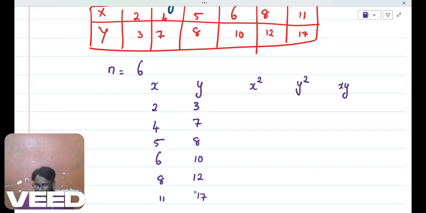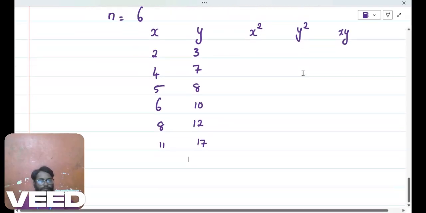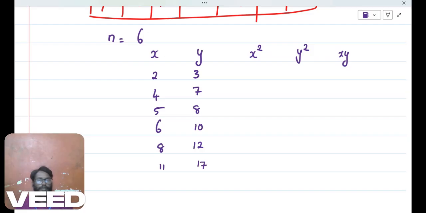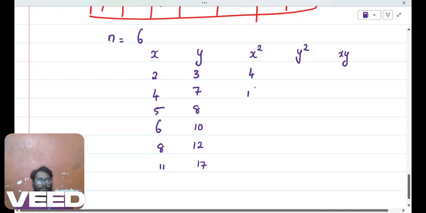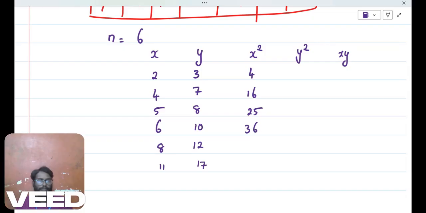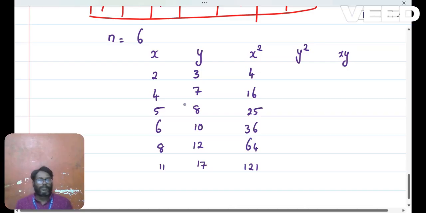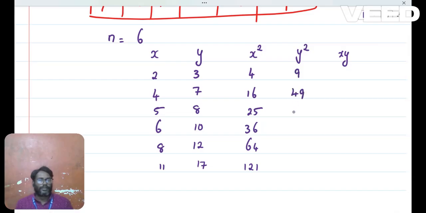Next, we need to compute the following values. First, the x square values. 2 square is 4, 4 square is 16, 5 square is 25, 6 square is 36, 8 square is 64, and 11 square is 121. Next, the y square values: 3 square is 9, 7 square is 49, 8 square is 64, 10 square is 100, 12 square is 144, and 17 square is 289.